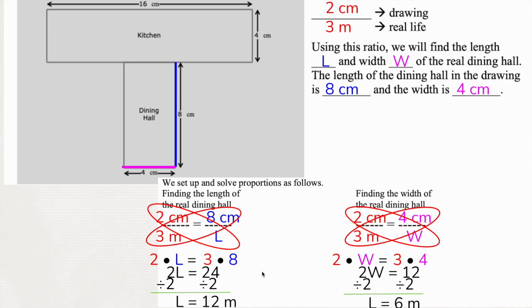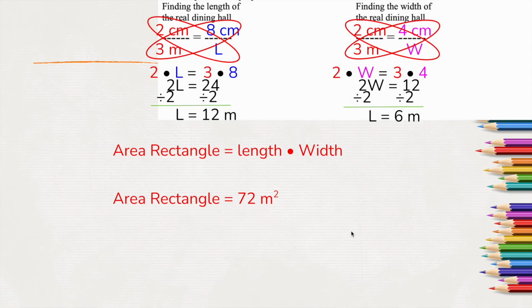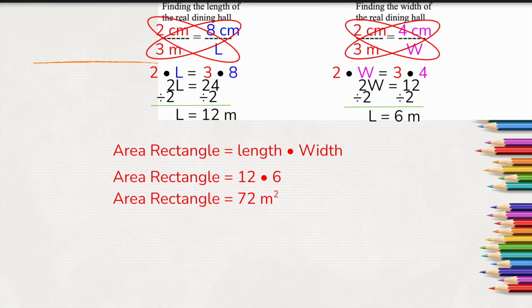So now I can use the length and the width to find my area because the area of a rectangle is length times width. So I'm going to go 12 times 6, and that got me 72 meters squared. So I had to do a little bit of work here to convert from the centimeters to the meters before I could even do the area. Okay, so make sure you're paying attention. What are they asking you to find, and how are you going to get there? So I hope that helped, and I'll see you in the next video.